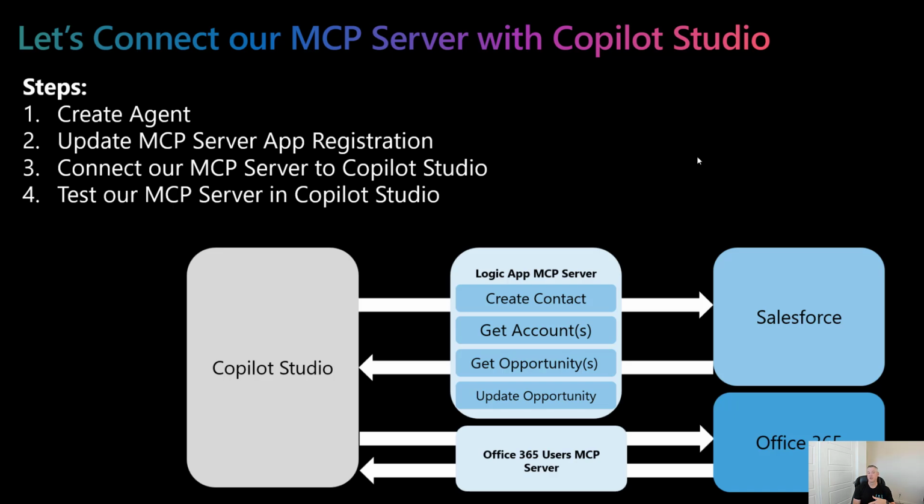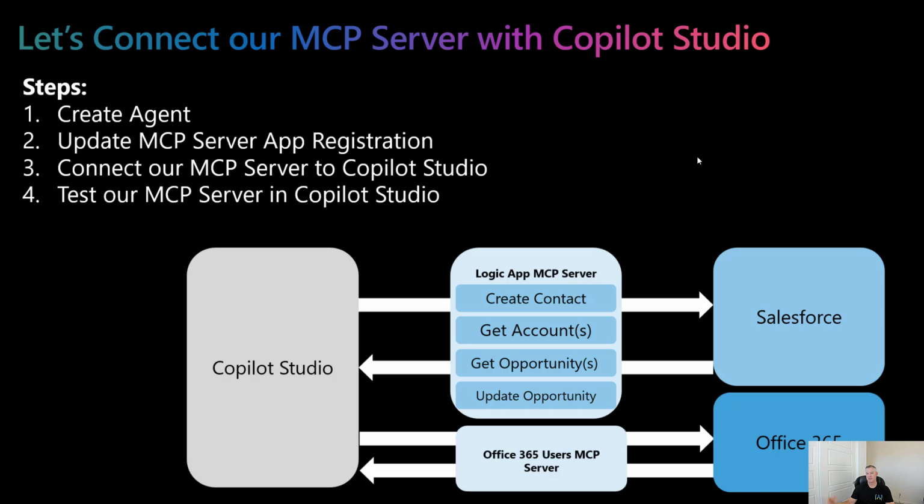There's something that we need to do with our MCP server app registration. This has to do with the first solution, where we went through API Center and built that MCP server, and it did create an app registration for us, but we do need to update it to create a secret, because secrets are something we can use as part of our authentication scheme from Copilot Studio. We'll then connect our MCP server to Copilot Studio, and then we will test our MCP server in Copilot Studio.